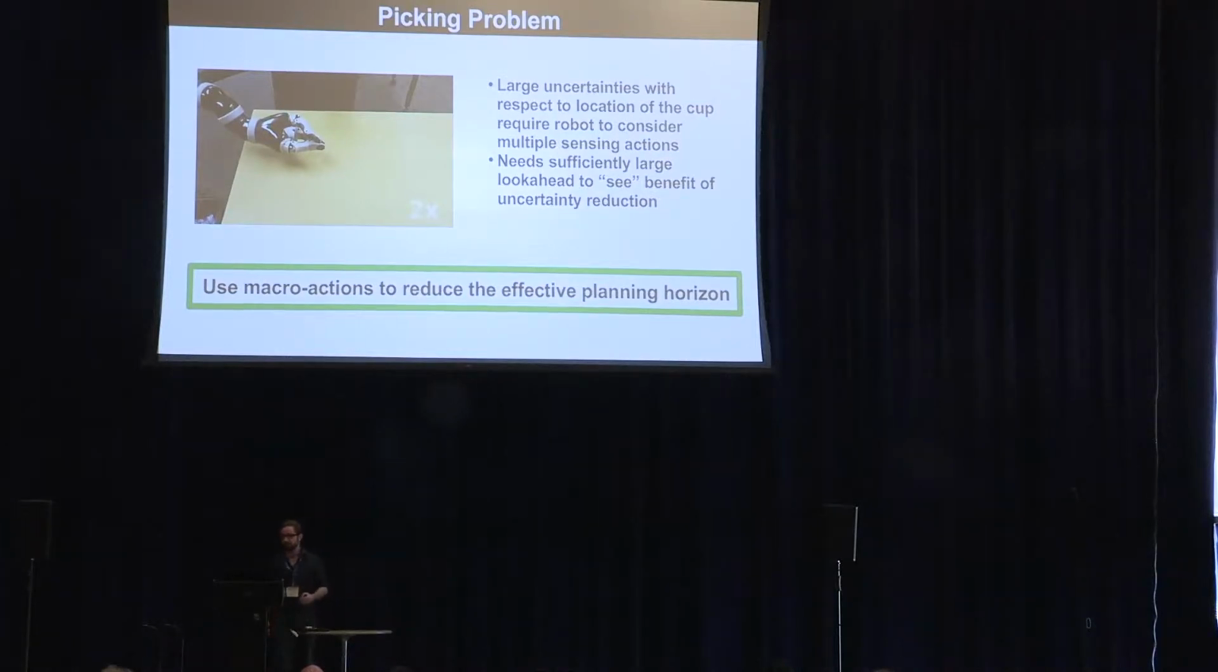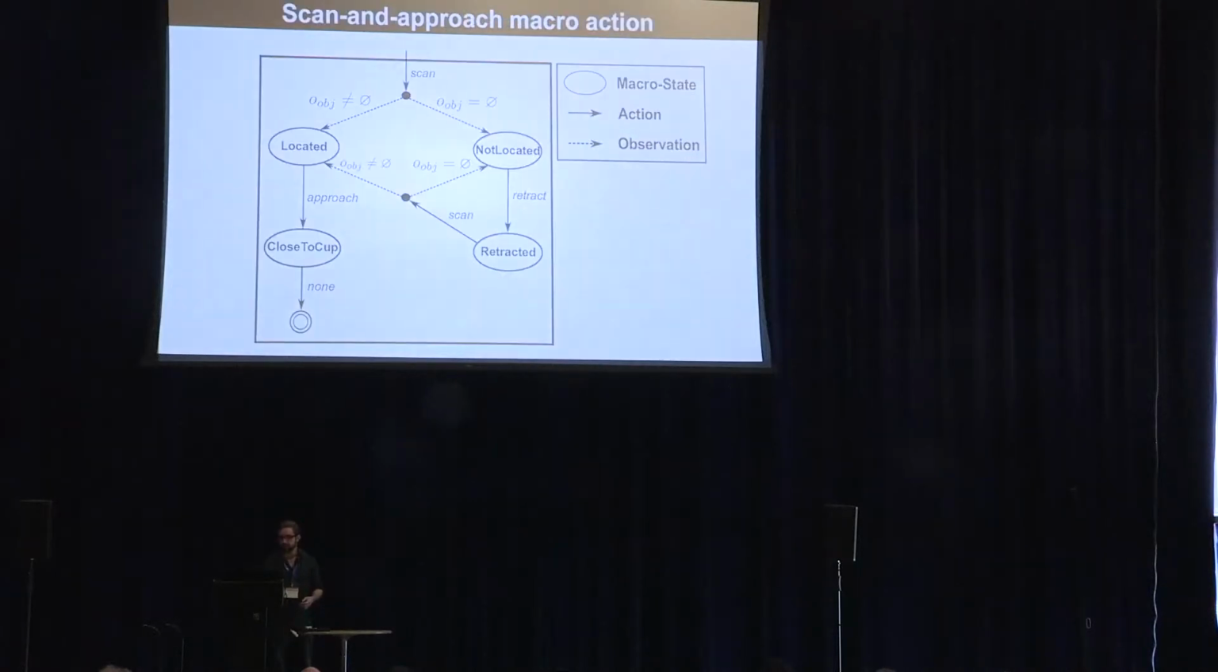So what we do here is we additionally equip the robot with 2 macro actions represented as finite state machines that help to reduce the effective planning horizon. Where the first macro action is the scan and approach macro action, consisting of a scan, approach, and retract sub-action. And the way this works is, suppose the robot performs a scan action, which then yields an observation with respect to the location of the cup.